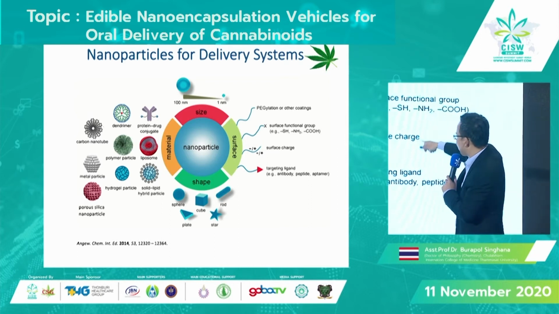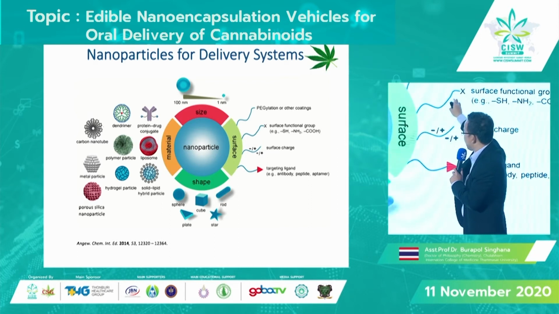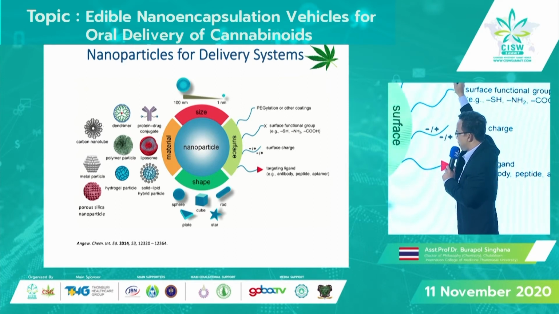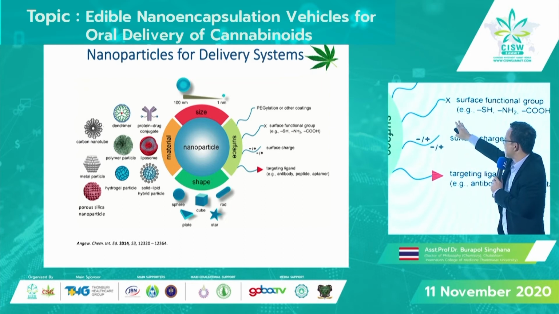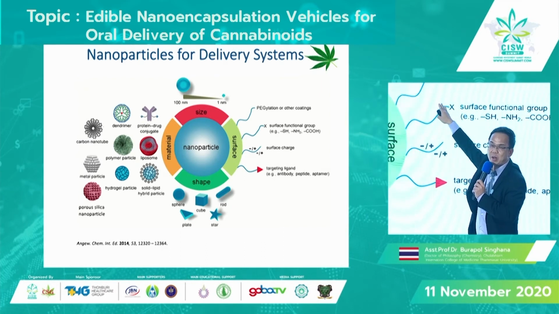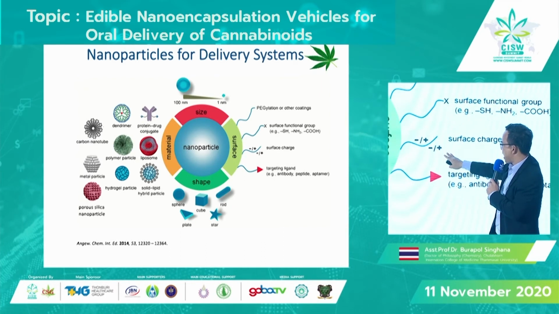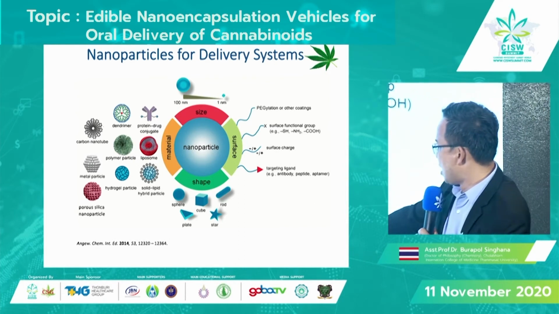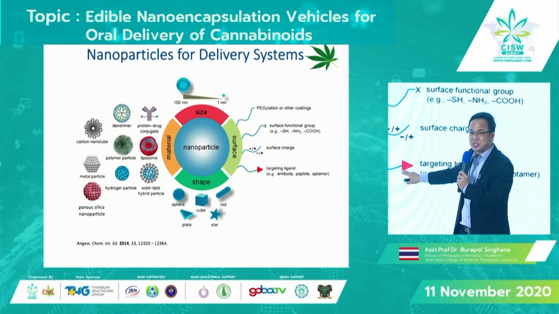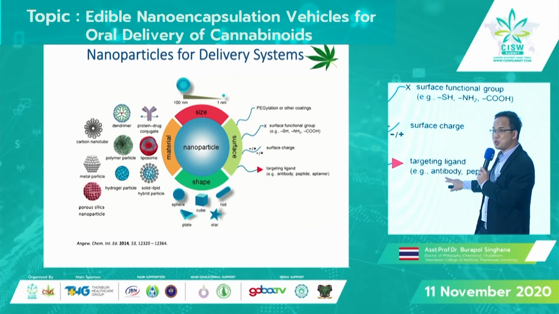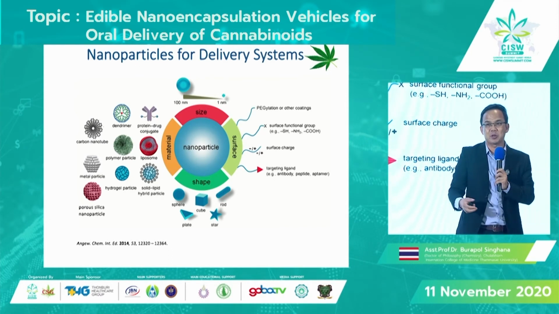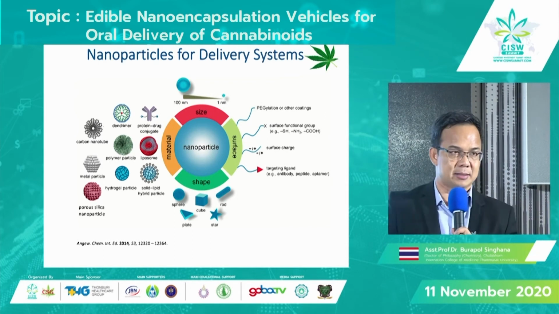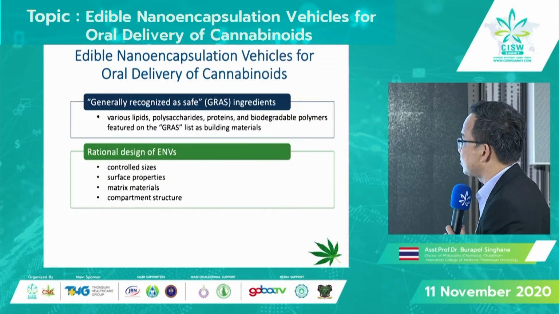Then you can functionalize the surface. To make it smarter, you coat the nanoparticle with PEG, or you can make it polar or non-polar. You can add functional groups. Or you can make it positive or negative charge, and then perform a bioconjugation reaction with an antibody, peptide, or aptamer to bind specifically to the target.